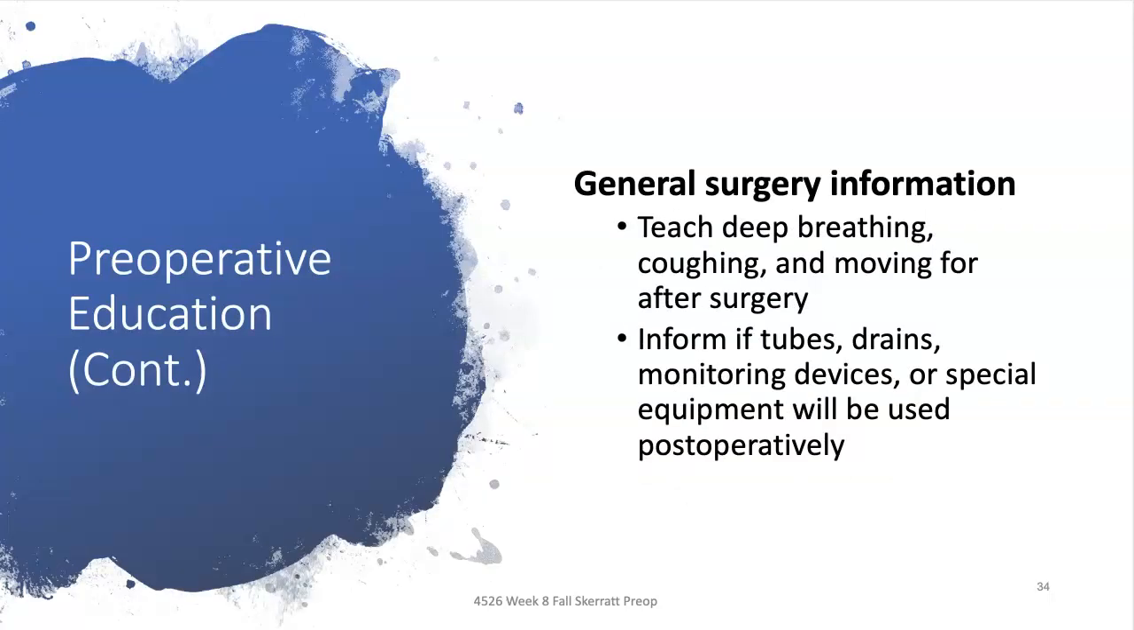General surgery information for what to expect after surgery. All patients should receive instruction about deep breathing and coughing, using an incentive spirometer, and moving postoperatively. So these are for your larger surgeries. Inform the patient if tubes, drains, monitoring devices or any other special equipment will be used postoperatively.